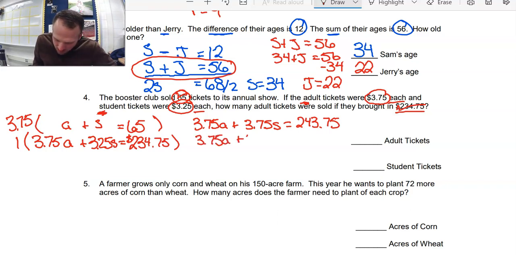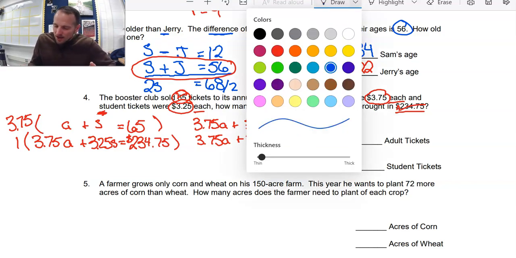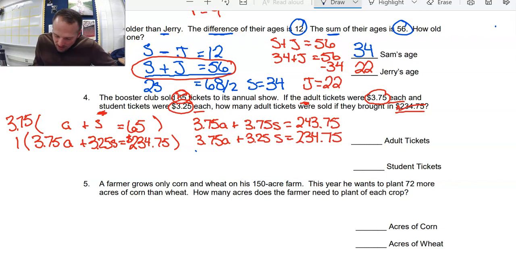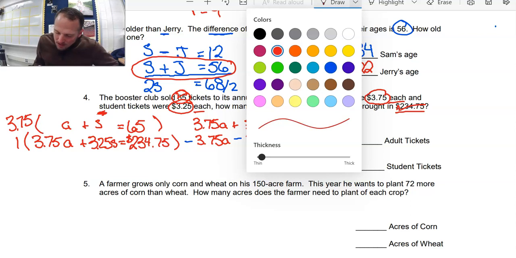3.75A plus 3.25S equals $234.75. Okay. Now this looks intimidating, but it's not going to be that bad. The good news is that the A's are the same numbers, but the bad news is they're the same signs. So we're going to have to change the signs. Let's change them on the bottom this time. Negative 375A. This is going to be a negative 325S, and this is going to be a negative $234.75.